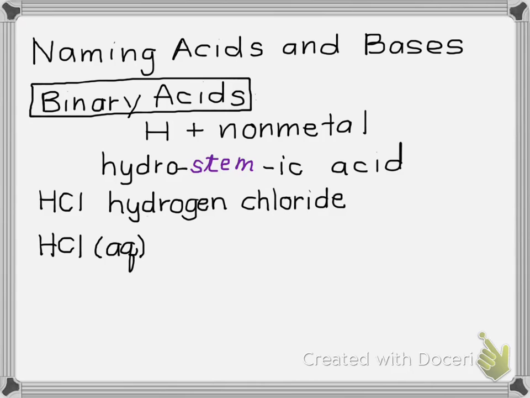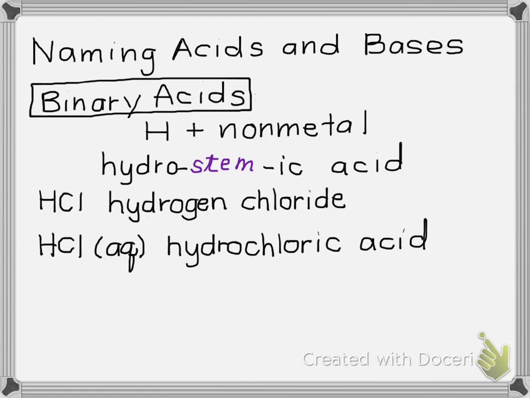So how do we name this acid? HCl is a binary acid because it has hydrogen and then one other nonmetal. Binary acids are named by using the prefix hydro, the stem of the nonmetal name, which would be chlor, followed by ic. Notice I don't put any dashes here, that was just for the example above. So it's hydrochloric, and then we follow it by the word acid.